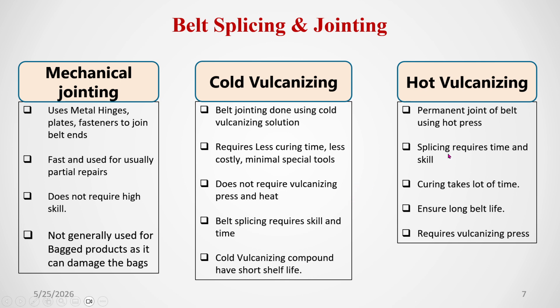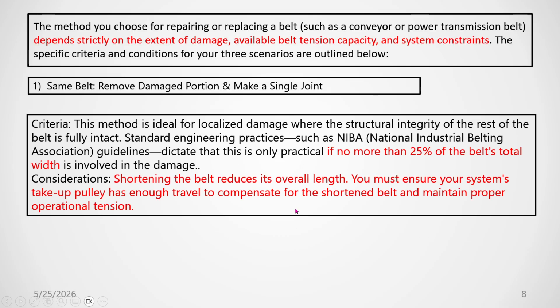And then hot vulcanizing, a permanent joint of the belt using a hot press. Splicing requires time and skill. Here, as with cold vulcanizing, curing takes a lot of time. It ensures long belt life. Once you do hot vulcanizing, belt life will be increased, and it requires a vulcanizing press. Here the two ends of the belts will be pressed between plates, so we require a press.